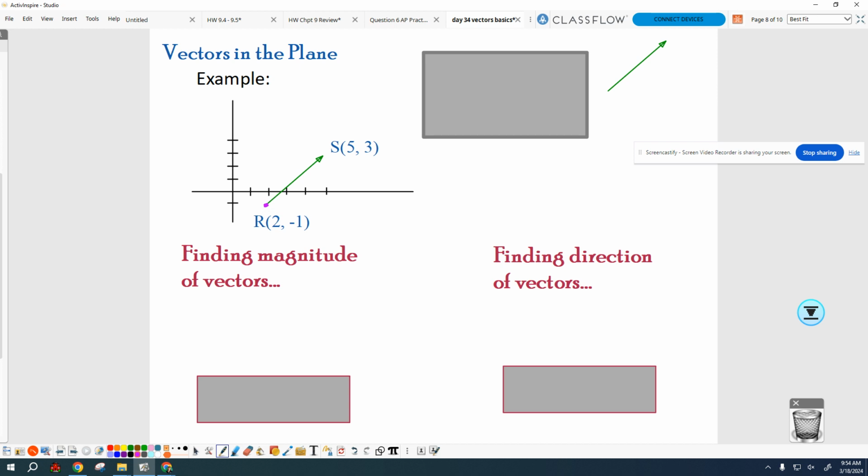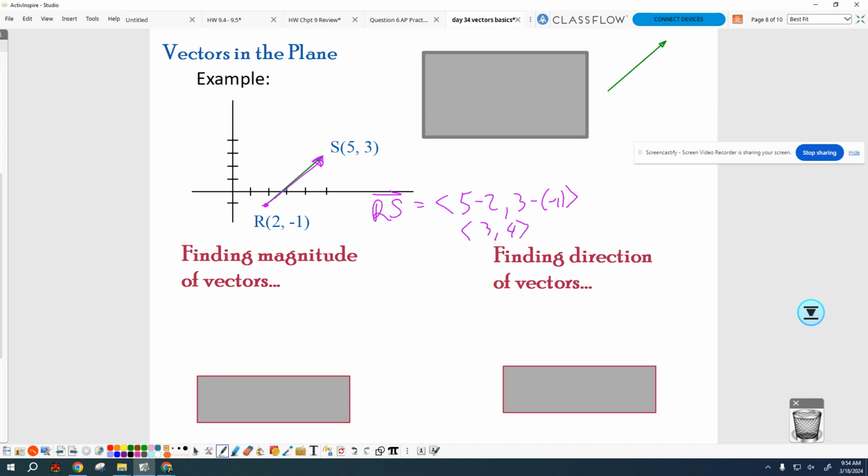Will, you asked, how do you know which one's the end? Well, the end has the arrow on it, and the beginning is just the opening stick. So vector starting at R, ending at S, vector RS is the end minus the start, comma, end minus the start. So we get vector 3, 4.